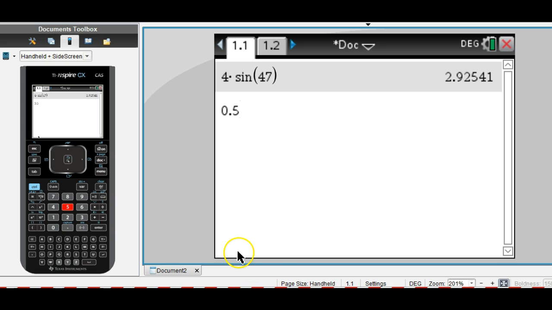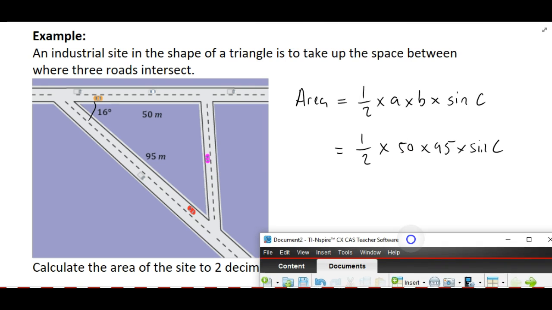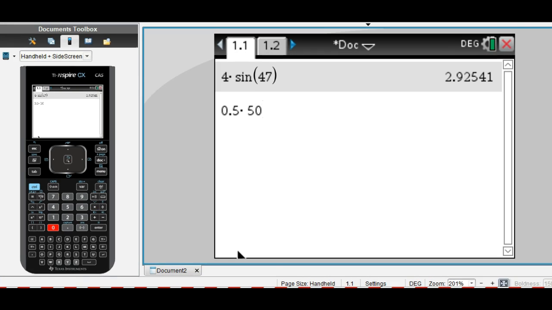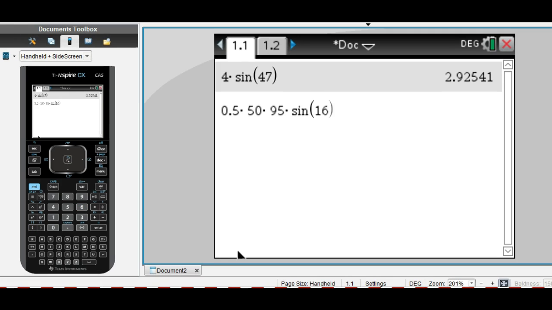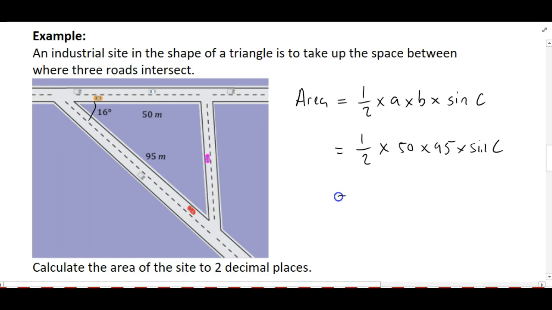So, what was it? Was it 50? Yeah. Times 95 times sine 16. And so to 2 decimal places, 654.64. So that C there should be 16. So it equals 654.64. And the units is meters squared.